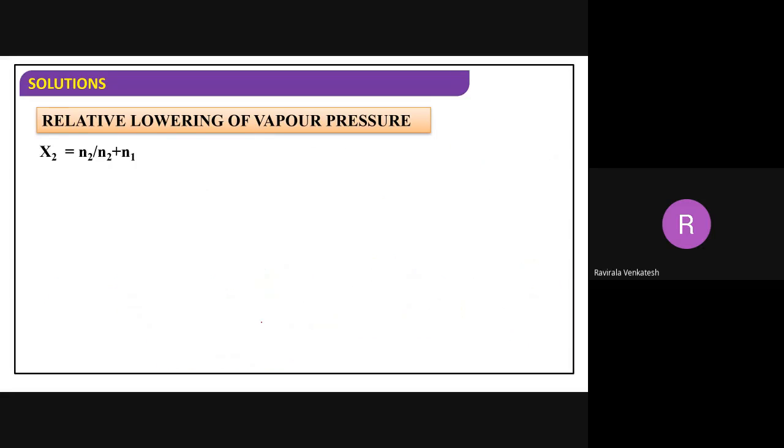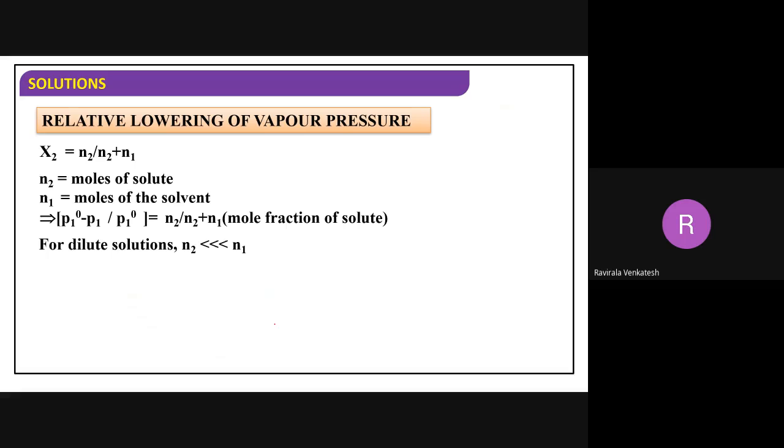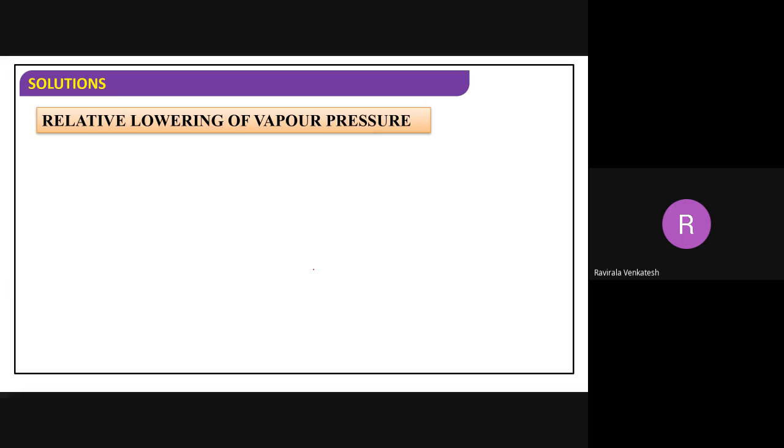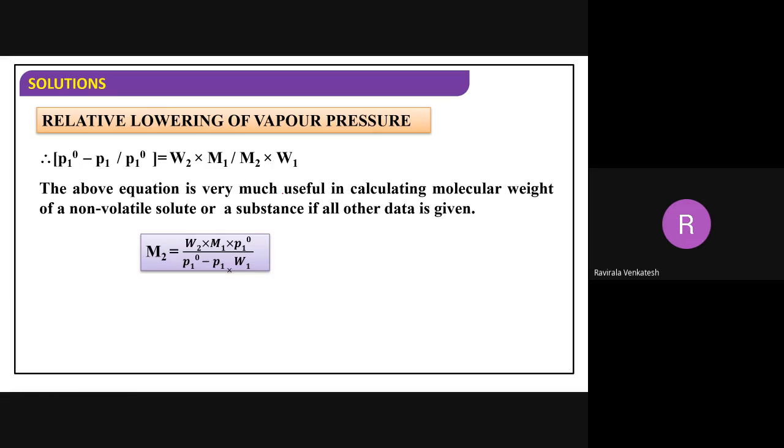Next, we'll do some problems on this. We have already discussed everything, so there is no need to derive it again; this is the direct formula we got. If I showed the derivation again, you might get confused, so I am writing the same thing again: P naught minus P1 by P naught is equal to weight of the solute divided by molar mass of the solute, times molar mass of the solvent by weight of the solvent.